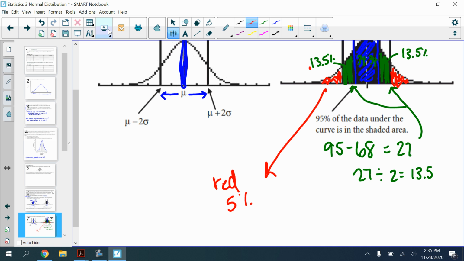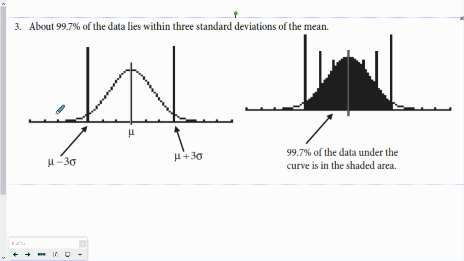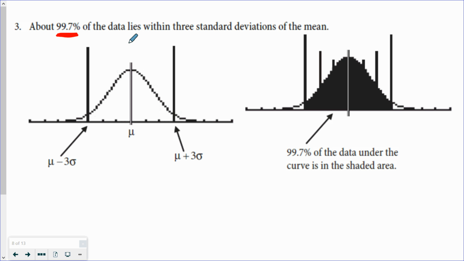And finally, full screen, our third rule. So about 99.7% of the data lies within 3 standard deviations of the mean. So if this is our mean, if we go 3 standard deviations above, so mean plus 3 standard deviations, and 3 standard deviations below, this now represents 99.7% of the data.